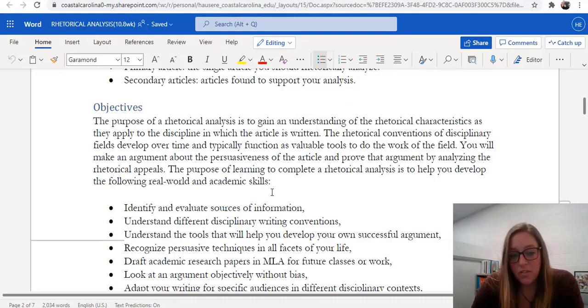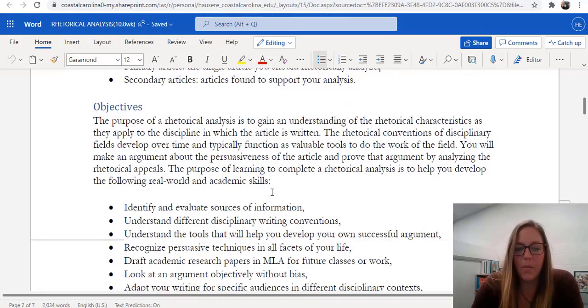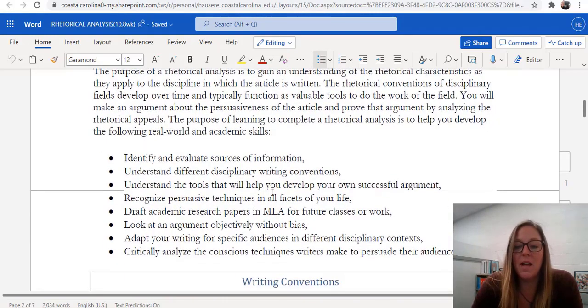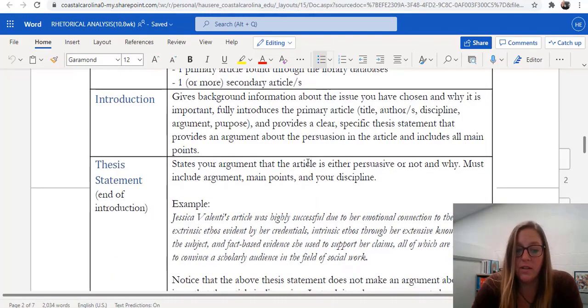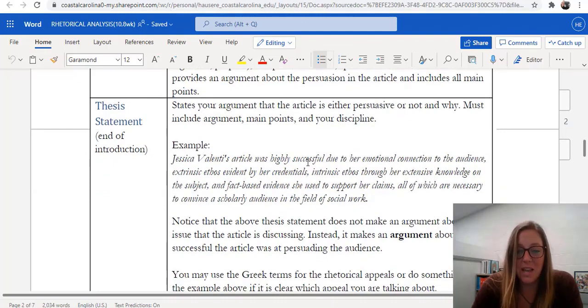Here are the objectives of the assignment, and the purpose of learning to complete a rhetorical analysis is to help you develop real-world and academic skills. So you'll be using all of these skills in the future, whether that's in your future classes at Coastal, at a four-year university, or in your future career. Here's information about what you should be including in your introduction, how you should write your thesis statement.